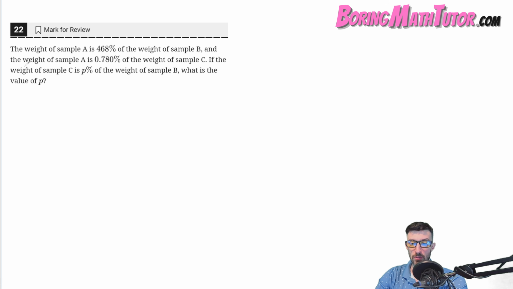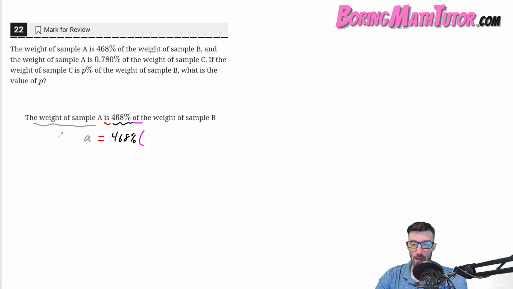All right, we just got to take that first part right there, and we need to translate that into an equation. So it says the weight of sample A, I'm just going to use A for that. Then it uses the word is, that's going to be an equal sign. 468% of is going to be a times symbol, or I could do parentheses. And then it says the weight of sample B. So we just put the B in there.